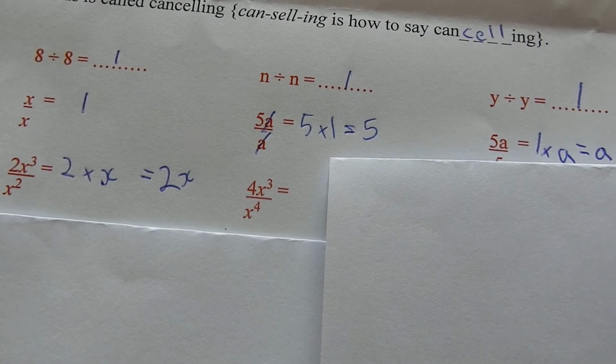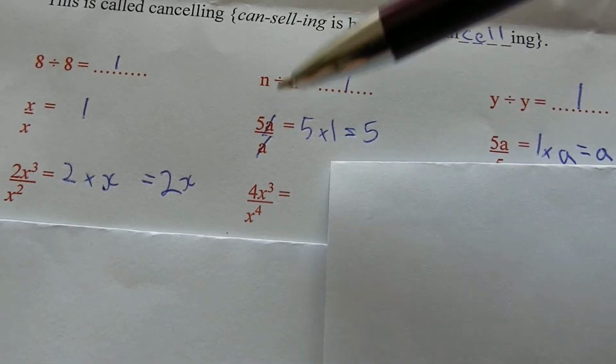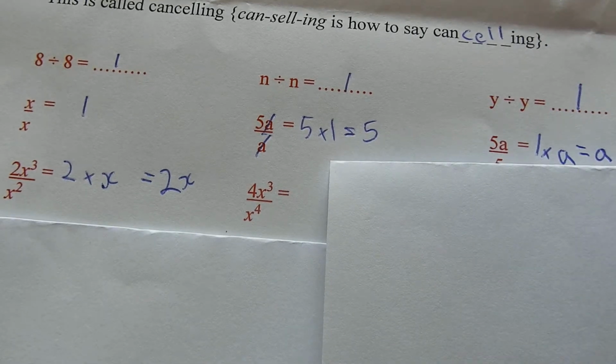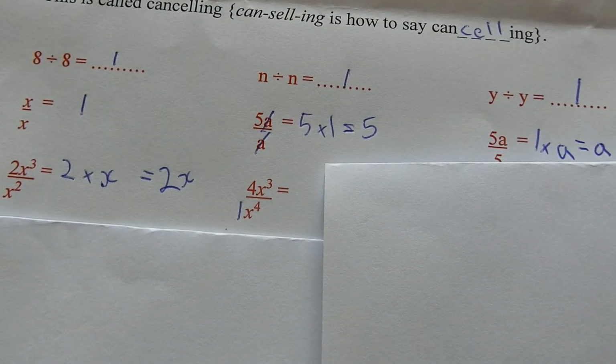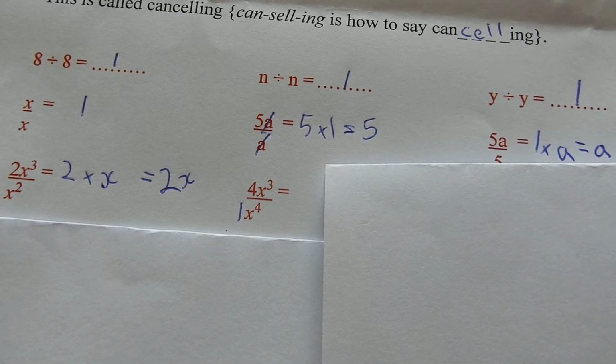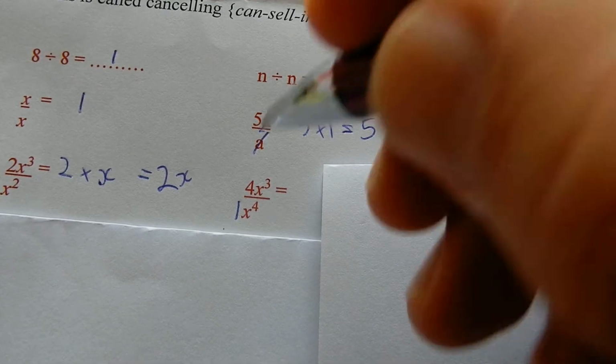Next one. 4 divided by 1. Now lots of people will go, oh look, there's nothing on the bottom. No, this really is 1 times x to the 4. That's a way to make sense of it. You've got 4 divided by 1 is 4.